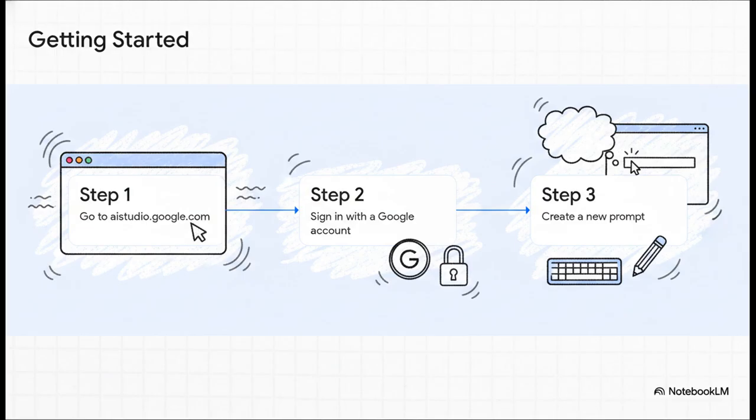And getting started is literally as easy as 1, 2, 3. You just go to the website, sign in with your Google account, and click to create a new prompt. A prompt is basically just a set of instructions you're going to give the AI. That's it. You're ready to start building.